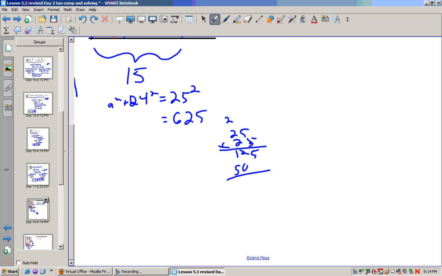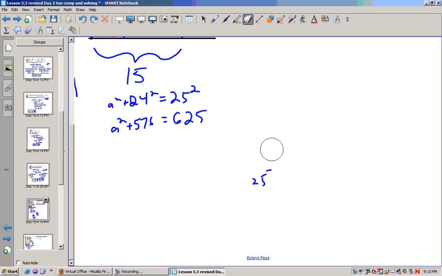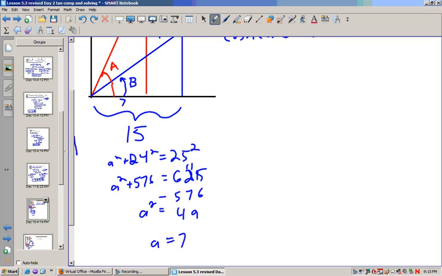And this would be 50, yep, 625. And 24 squared is going to be 576. So a squared plus 576 is going to be 625. So now if I subtract 576 from both sides, I'm going to get 49. So if a squared is 49, a is going to be 7. So that's a 7 right there.